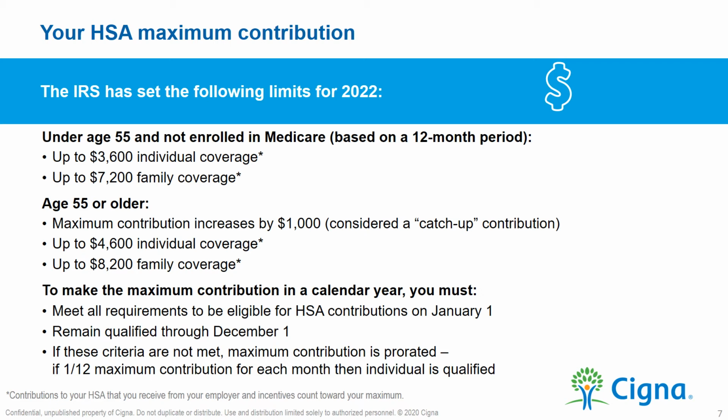Additional requirements and/or limitations, rather, with HSAs are around how much you can contribute into your fund in a 12-month period. Take a look at the screen here to understand how much you are able to contribute into your fund each year. Please note the different amounts for individual coverage versus family coverage, as well as those under the age of 55 and older than the age of 55.